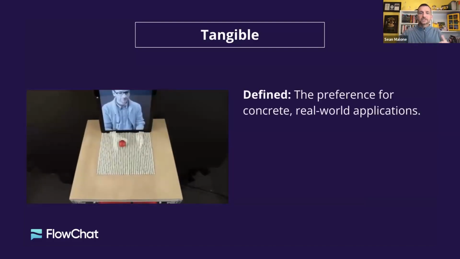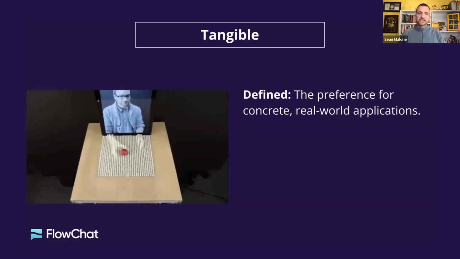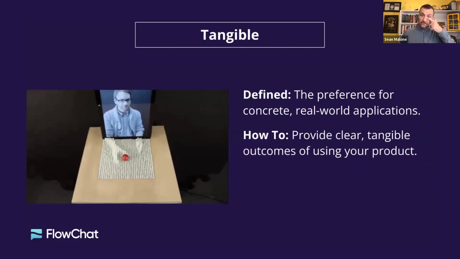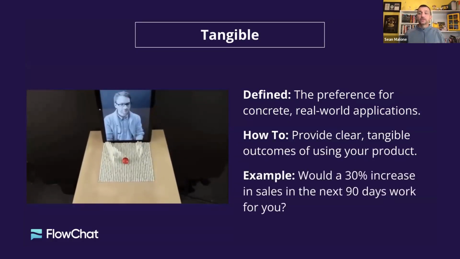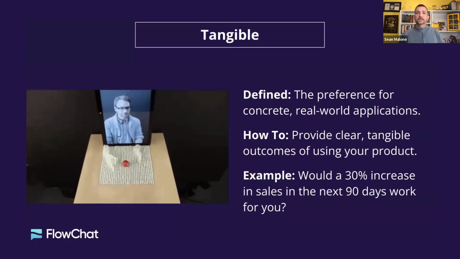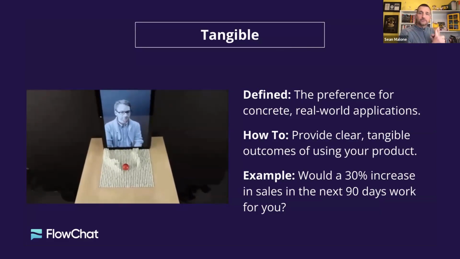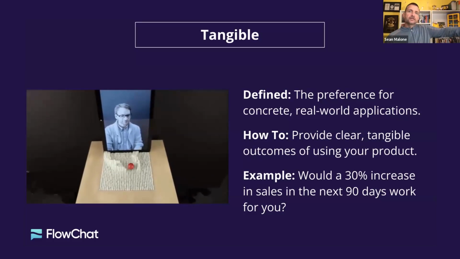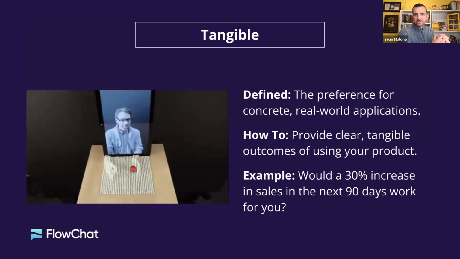That's what tangible means. Defined as the preference for concrete, real world application, something that somebody can actually reach out and touch. Okay. How to do it? You provide clear, tangible outcomes using your product. Very simply, example, "Hey, would a 30% increase in sales in the next 90 days work for you?" Somebody can now take that 30% increase in 90 days. They have a time period. They know the results. And tangibility is a specific outcome that they can get only using your service, product, or whatever that you're in that conversation speaking with.